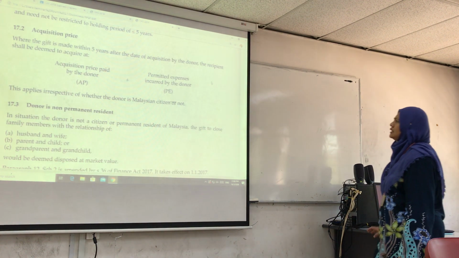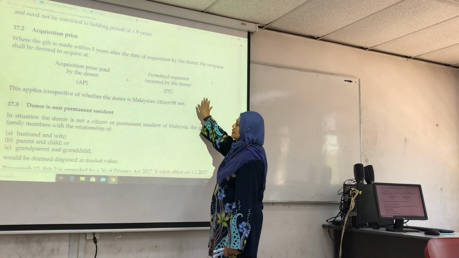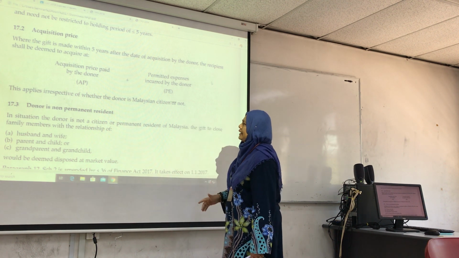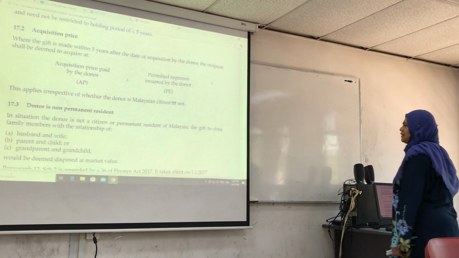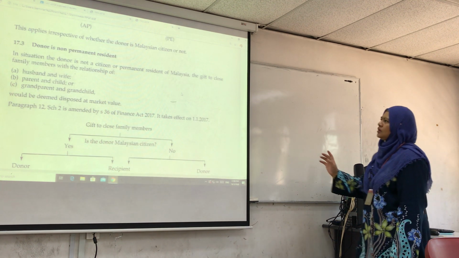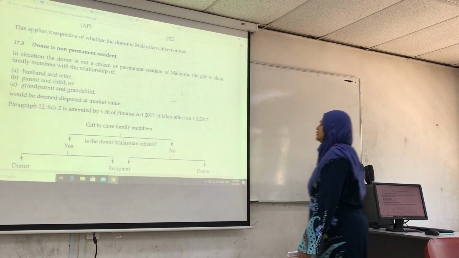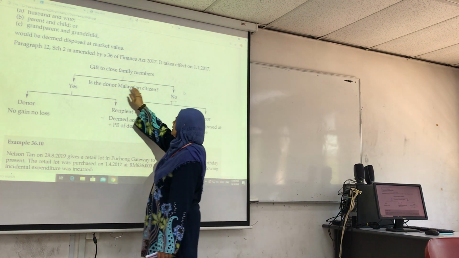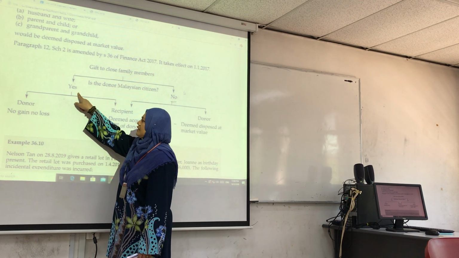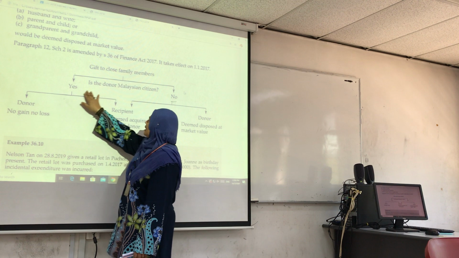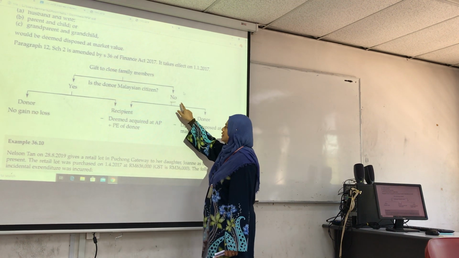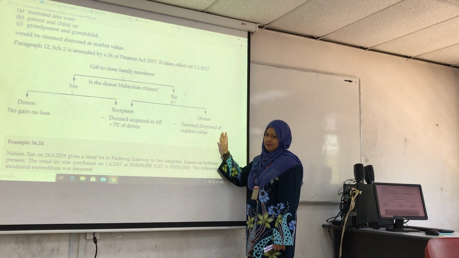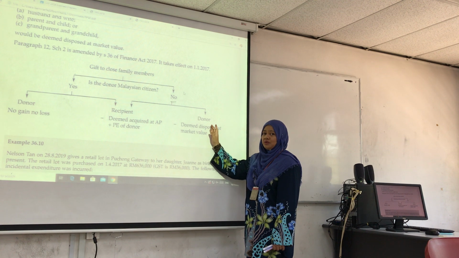The AP by the donor and PE incurred by the donor apply irrespective of whether the donor is a Malaysian citizen or not. Right? So remember, the donor may be a non-permanent resident. Look at the example here: give to close family members. If the donor is a Malaysian citizen, yes, no gain, no loss. But if the donor is not, then the donor is deemed to dispose at market value, even though it is to close family members. So no gain, no loss does not apply here.